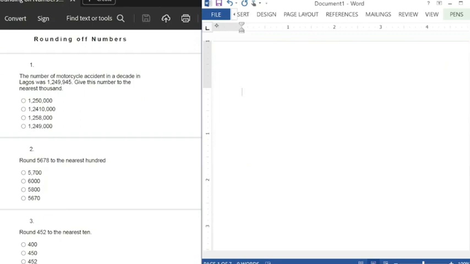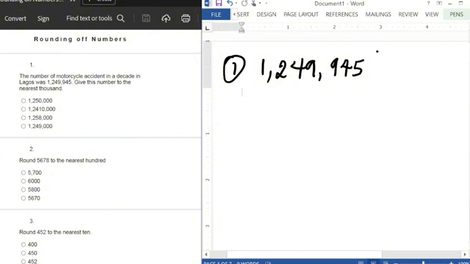The first question says, the number of motorcycle accidents in a decade in Lagos was 1,249,945. Give this number to the nearest thousand. So for question number one, we have 1,249,945, and we want to round it to the nearest thousand. To solve this, the first thing you need to do is to get the value of each digit.